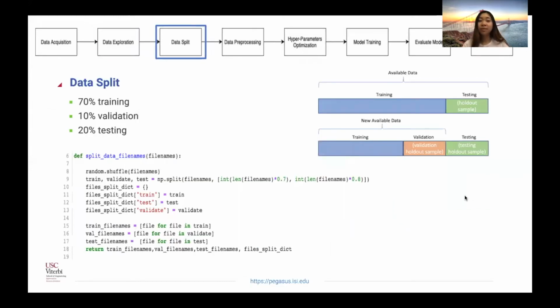Now, to perform a statistically sound experiment, we split our data into three categories: 70% training, 10% validation, and then 20% for testing. And by doing so, we can verify how well our model is performing by training the model on the training set and then verifying its performance on the test set. And then with the validation set, we use it to tune hyperparameters and avoid overfitting, which I will go into more detail later on. And as you can see at the top here, our next step is data pre-processing.